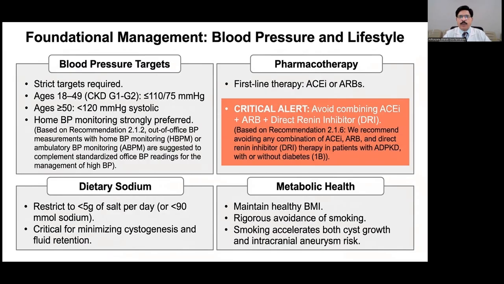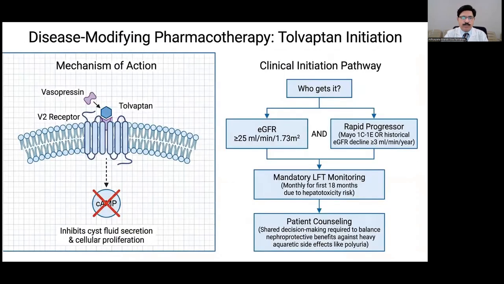Going to pharmacotherapy, first-line therapy is an ACE inhibitor or ARB, not a combination. Dietary sodium: restrict to less than 5 grams of salt per day, critical for minimizing cystogenesis and fluid retention. Metabolic health: maintain a healthy BMI and rigorously avoid smoking, as smoking accelerates both cyst growth and intracranial aneurysm.